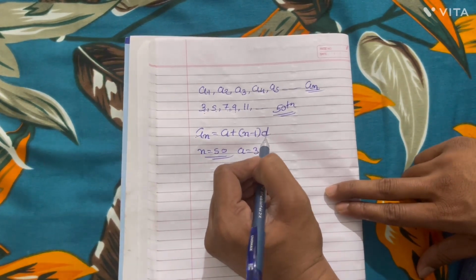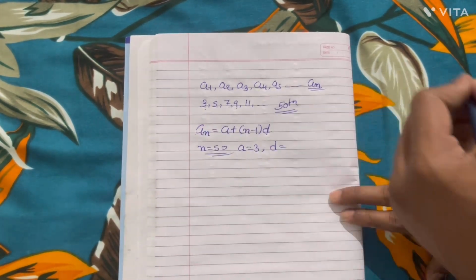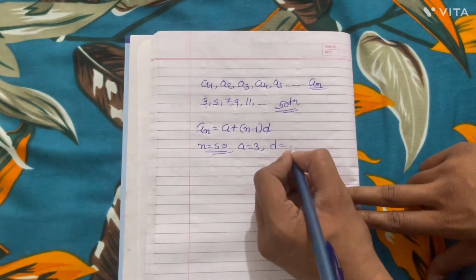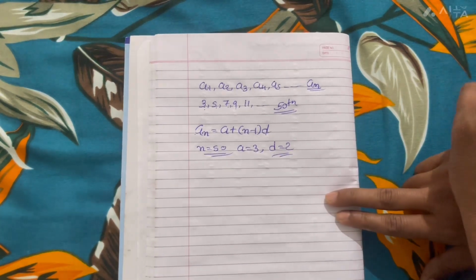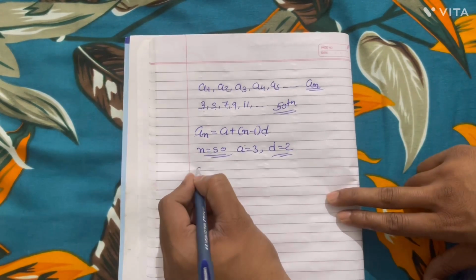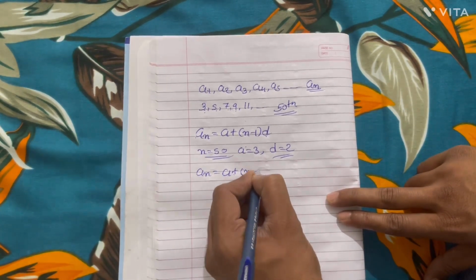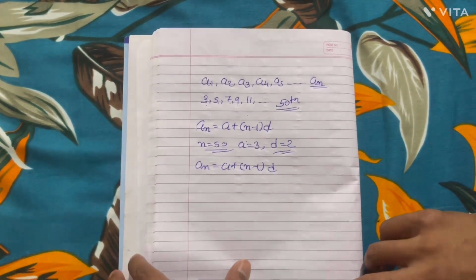What do we need more? d. So d is equal to the gap between two terms. Here it is 5 minus 3, which is equal to 2. Then we put these values in the equation. So the equation looks like this: an is equal to a plus (n minus 1) into d.